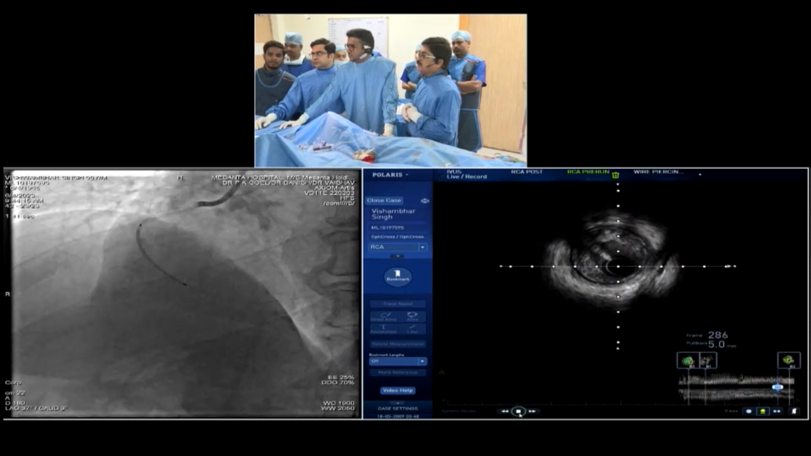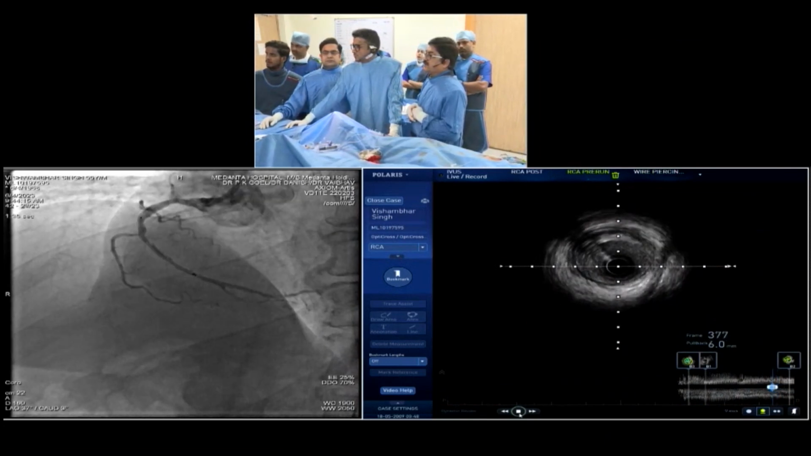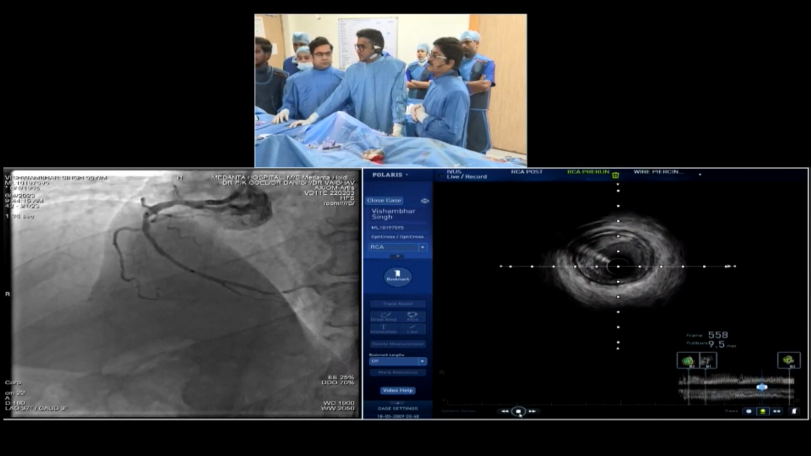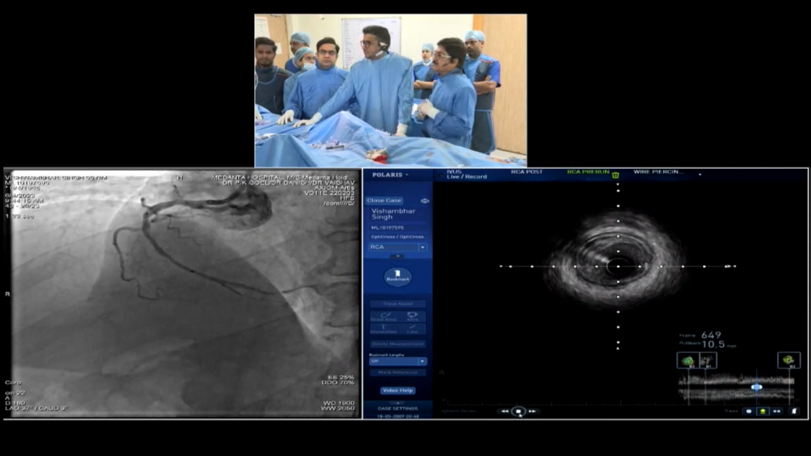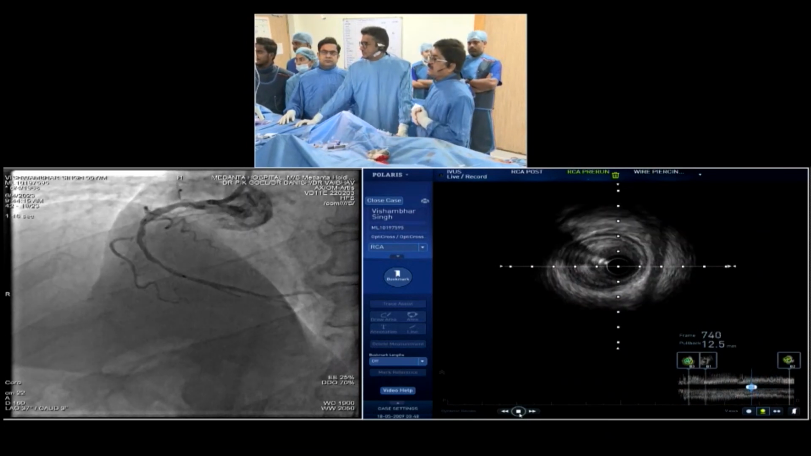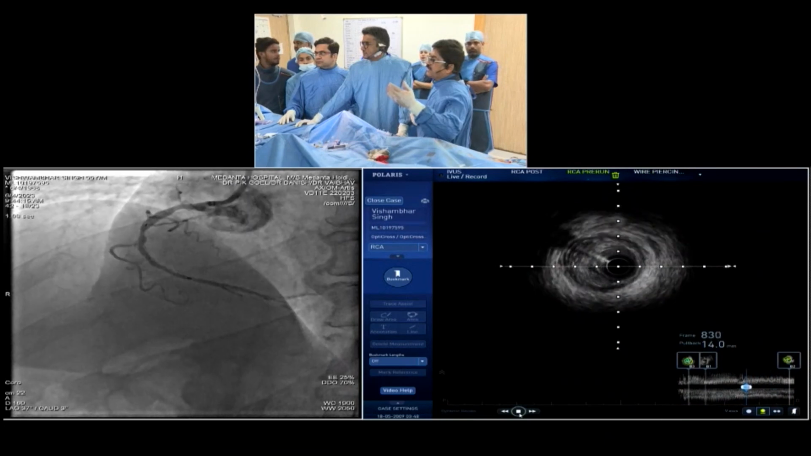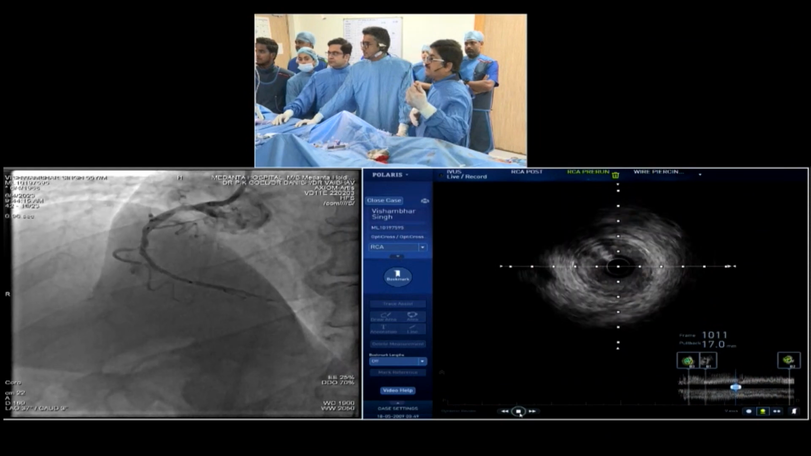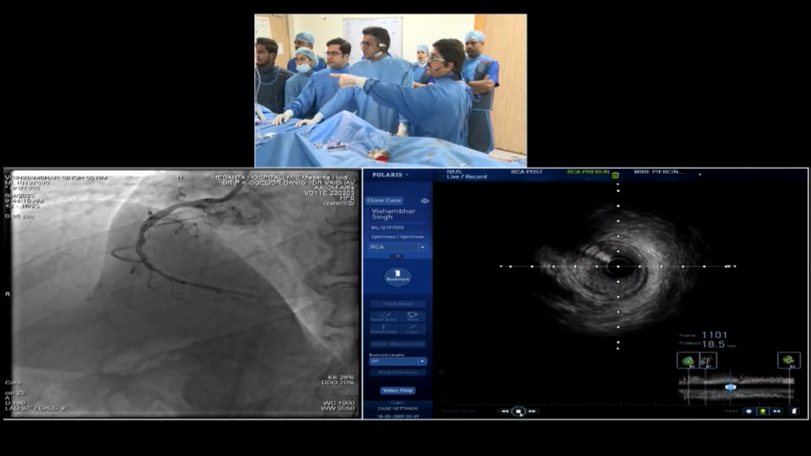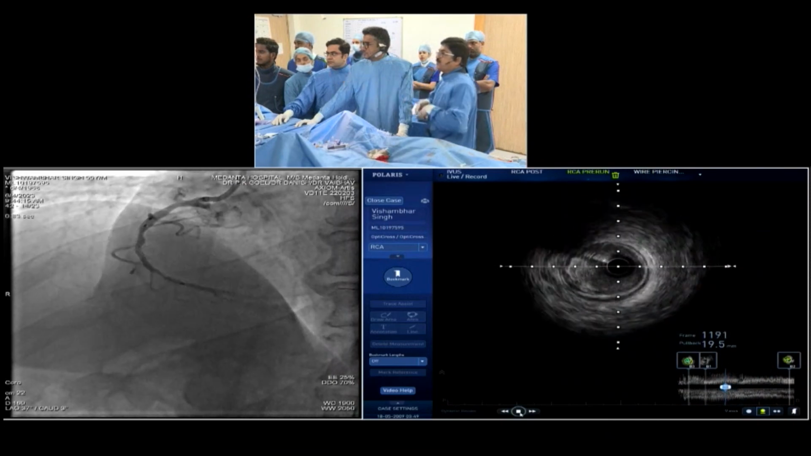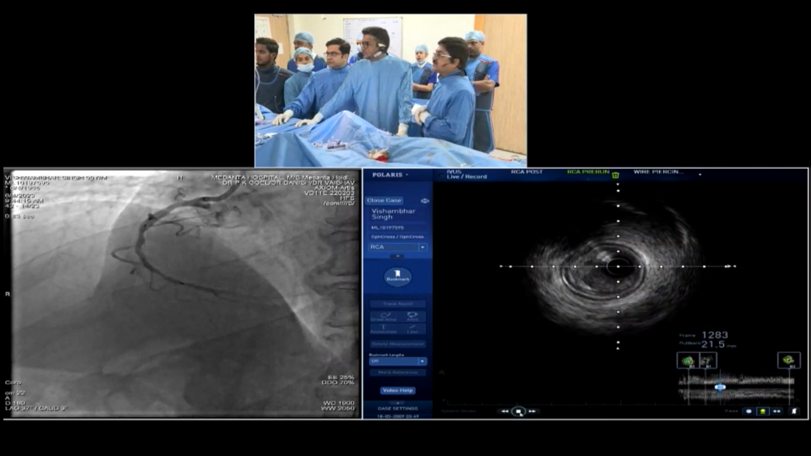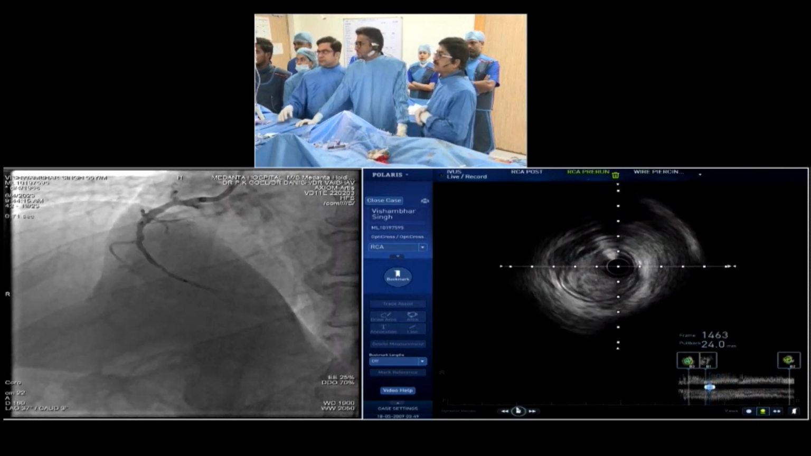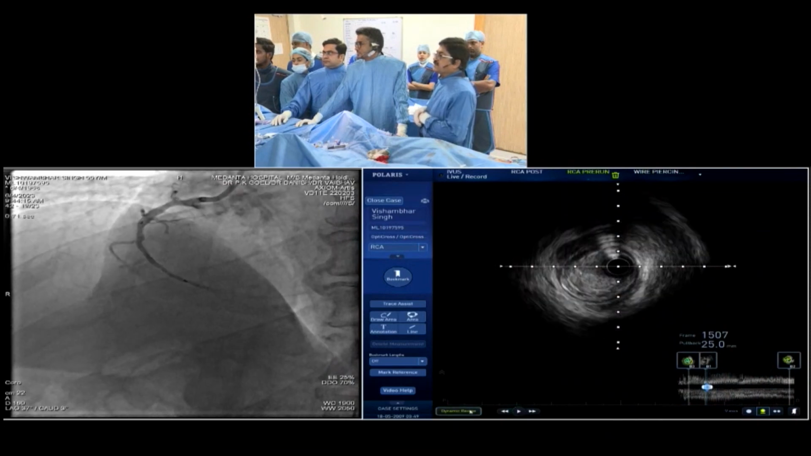Yes, now we can see the IVUS, but we would like to confirm that in the CTO region. Yes, we can see the lumen, at 5 to 7 o'clock. Maybe this one is a bridge. There is some hematoma here. You see that? At 6 and 7 o'clock, there is some hematoma, 6 to 8. So this part is not CTO, I think.